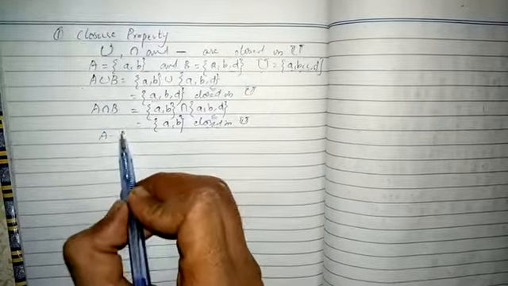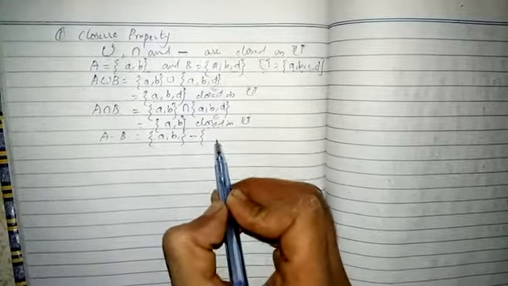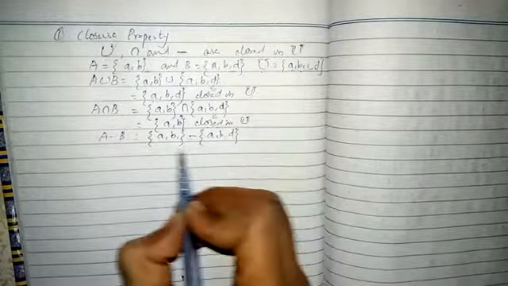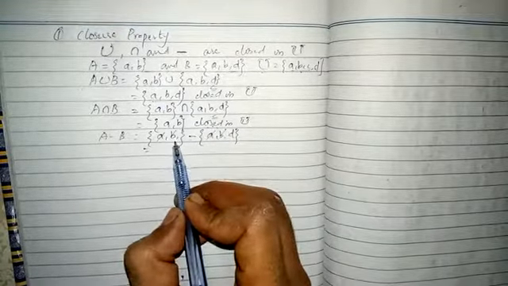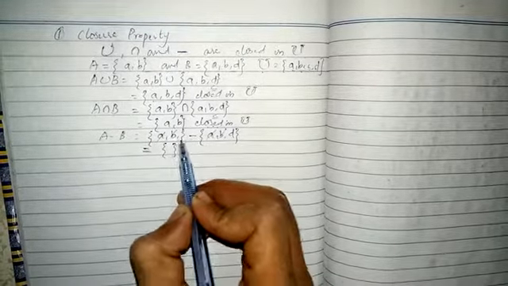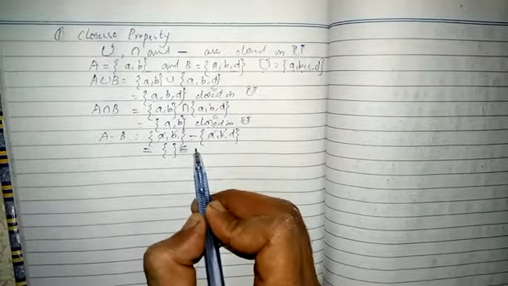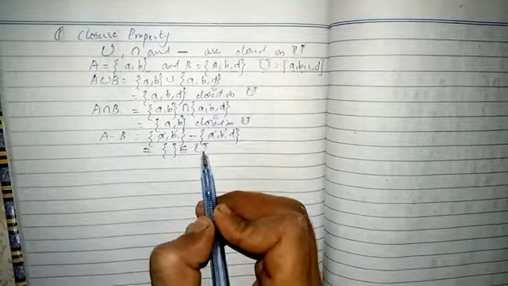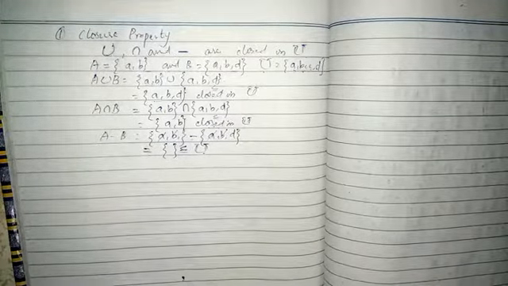And A difference B. A difference B means A, B difference A, B and D. A and B are contained by both sets, so A does not have any other element, so it is the null set. The null set is also a subset of the universal set. Remember we have discussed that phi is a subset of all sets. So the null set is also a subset of the universal set, so it is also closed in the universal set.